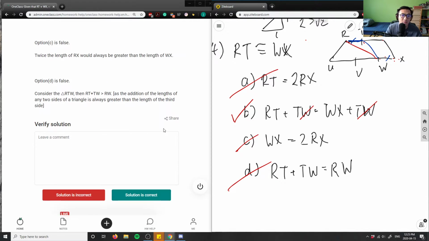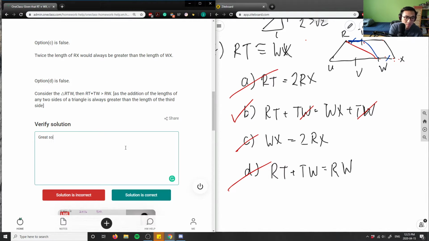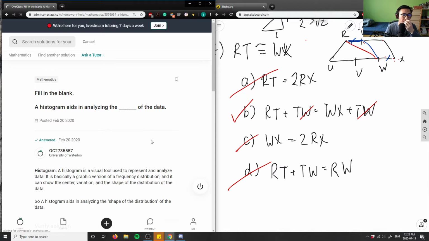B here is correct. This is great logic and solution. So this here is also correct. Sweet.